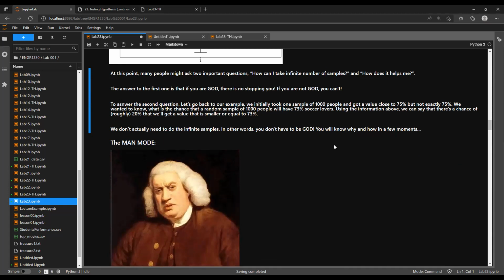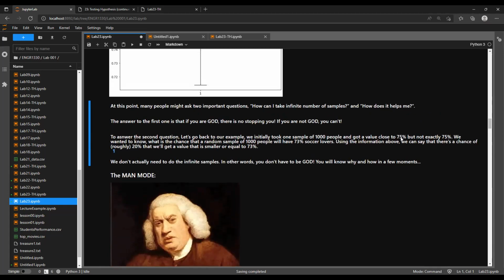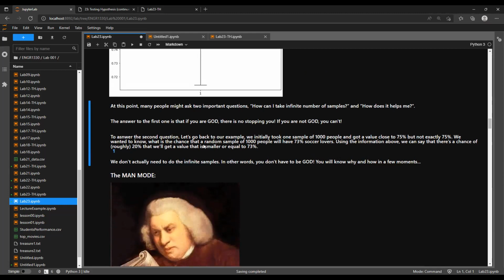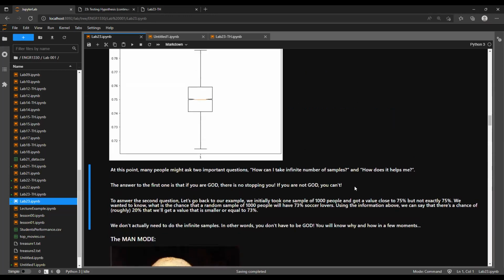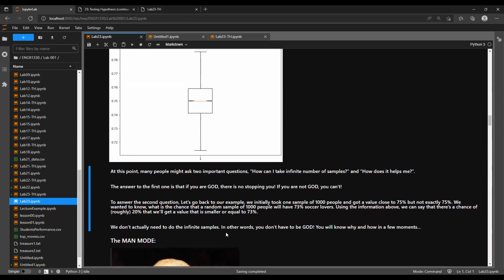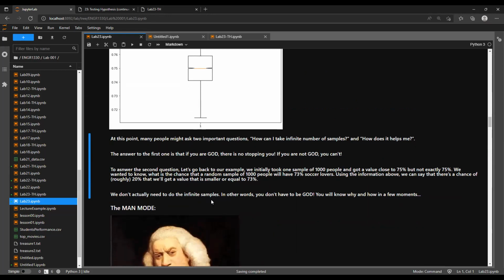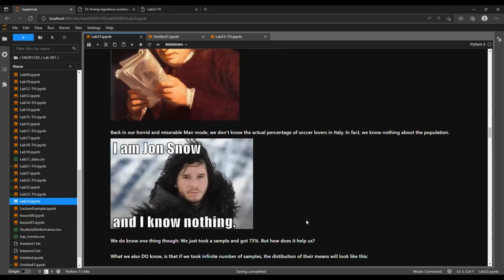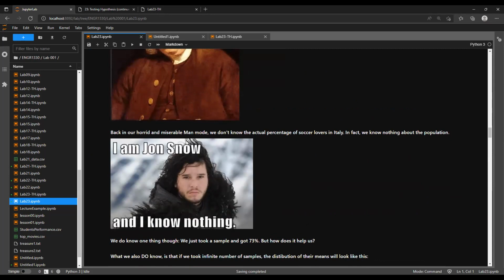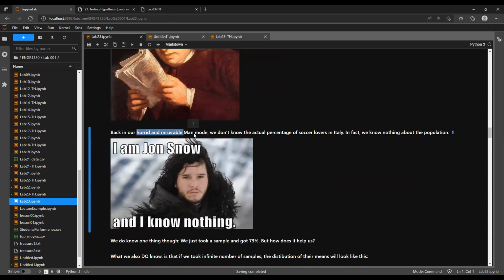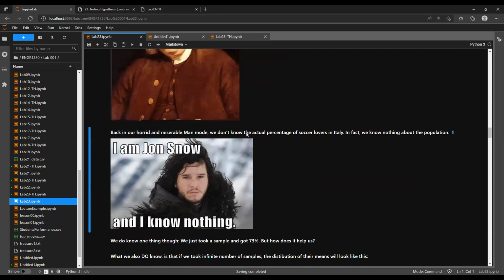Well, let's find out. We initially took 1,000 people and got close to 75, but not exactly. We wanted to know what's the random chance that we'll get 73. Using the information above, we can say that there's about a 20% chance. We don't actually need to do an infinite number of samples. In other words, the mean is good enough. And here we'll show why. So using the fact that we don't have total knowledge, we can get the actual percentage pretty close.